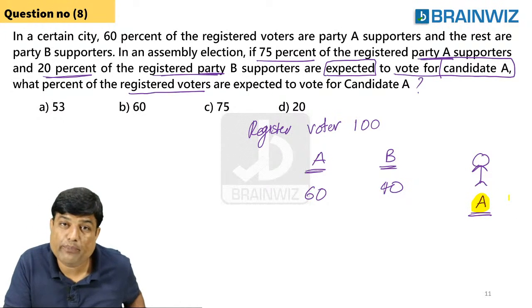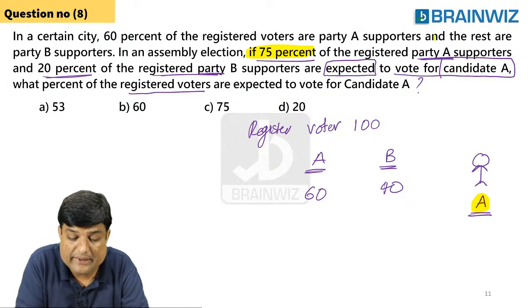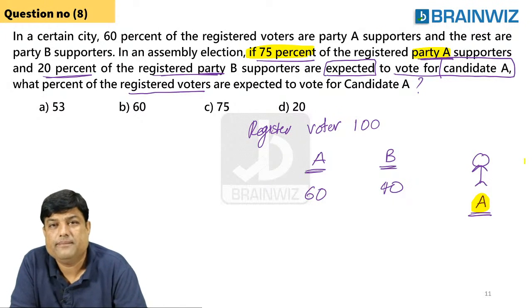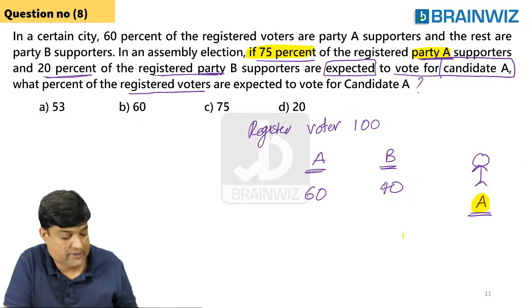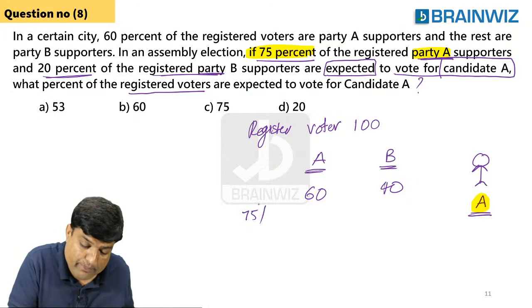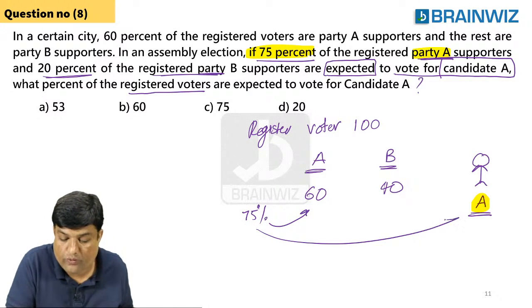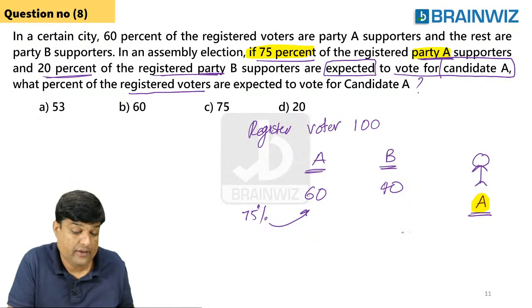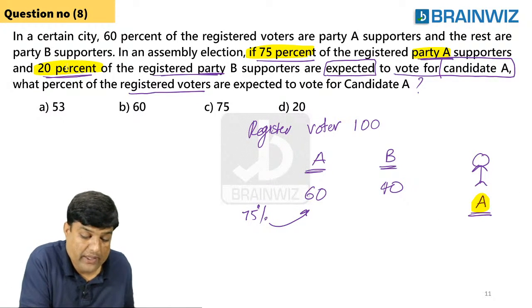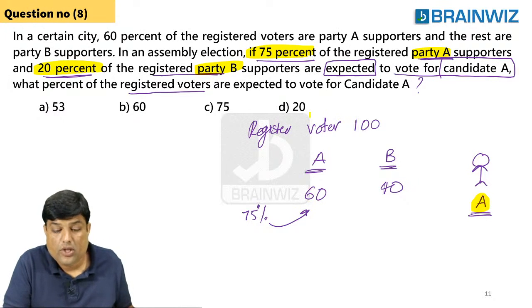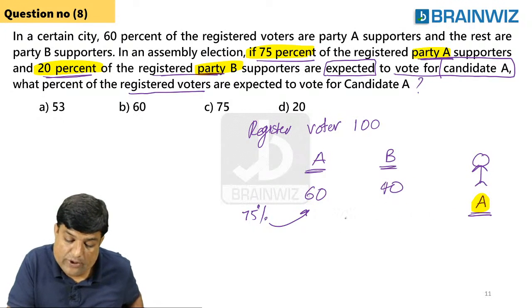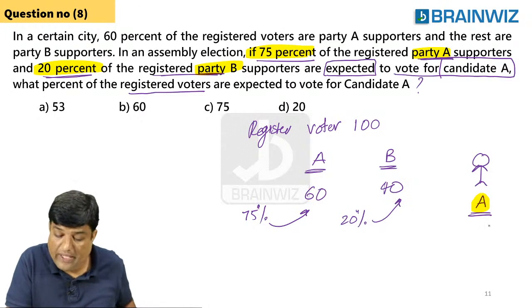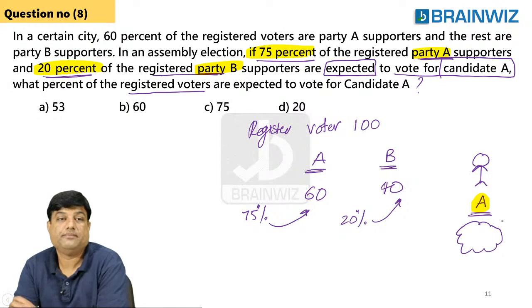Following everybody? Yes. Who is supporting him? Have a look here. 75% of the party A supporters are voting for him. Not all. Everybody is not going in his favor. How many people are going in his favor? 75%. So we are supposed to calculate 75% of these people who are going to vote for him. And in turn, B is also voting for him. How much? 20% of the party B supporters. Not all the party B supporters are in favor of candidate A. 20% of the party B supporters are in favor of him. So we have to find out how many votes are captured by him.